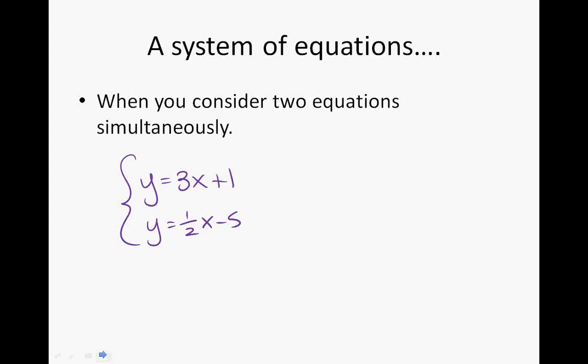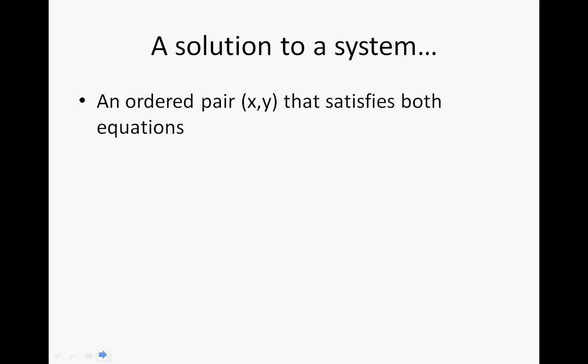Systems have solutions. When you have one linear equation, you actually have multiple solutions. Well, a system of equations is a little bit different. It's an ordered pair or ordered pairs that satisfy both equations. So let's look at that.